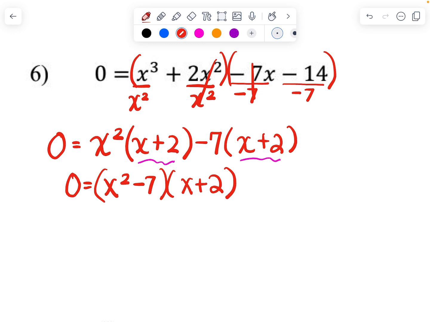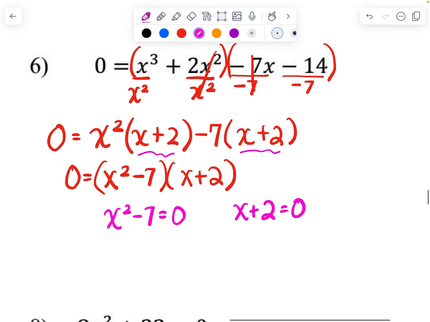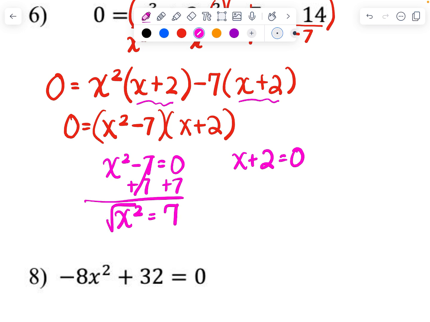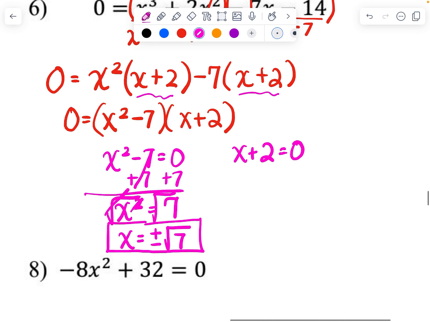Our goal today is to solve, so I'm going to set both of these factors equal to 0. x squared minus 7 equals 0. x plus 2 equals 0, and I'm going to solve for x. I'm going to add 7 to both sides, solving by square root. x squared equals 7, square root, square root. The square root cancels out the squared, and x is equal to, don't forget the plus or minus, square root of 7, and plus or minus square root of 7 can't be simplified.